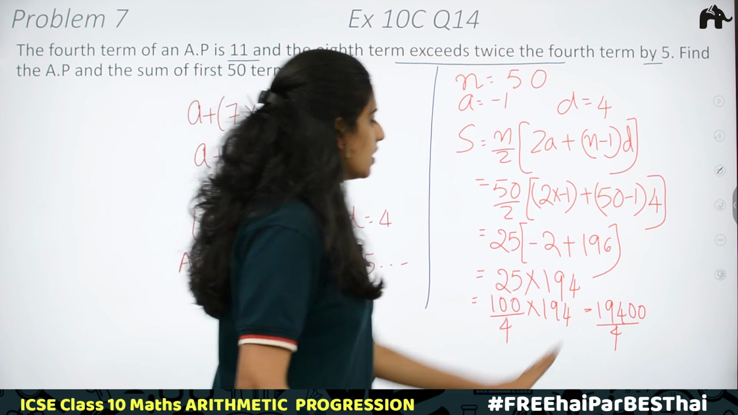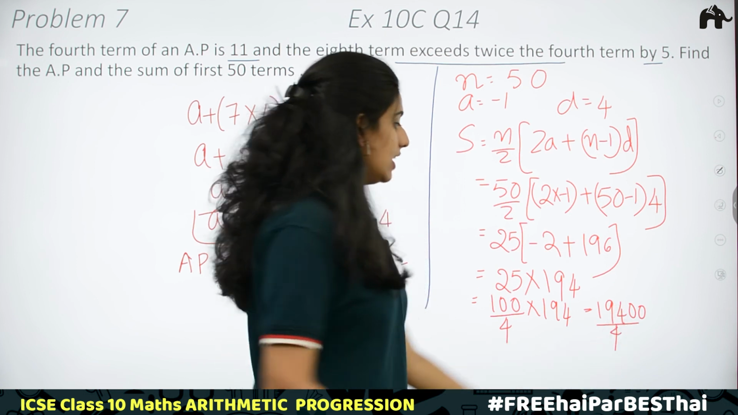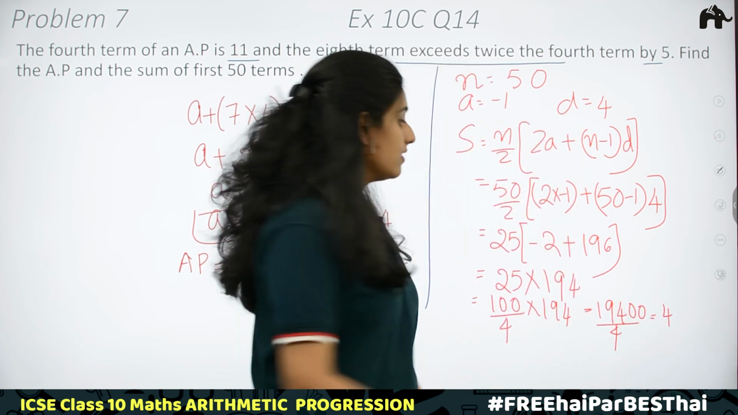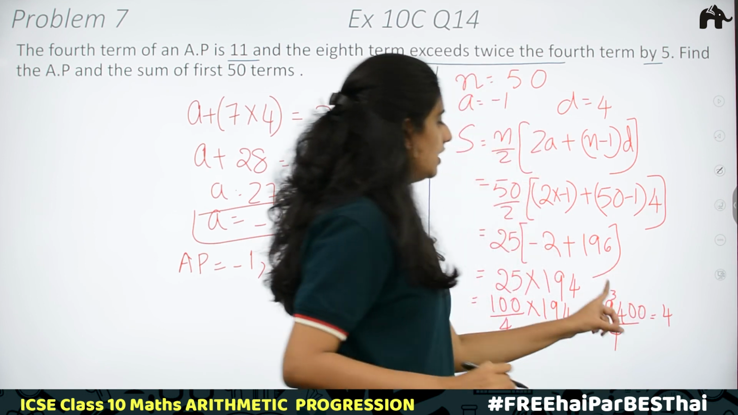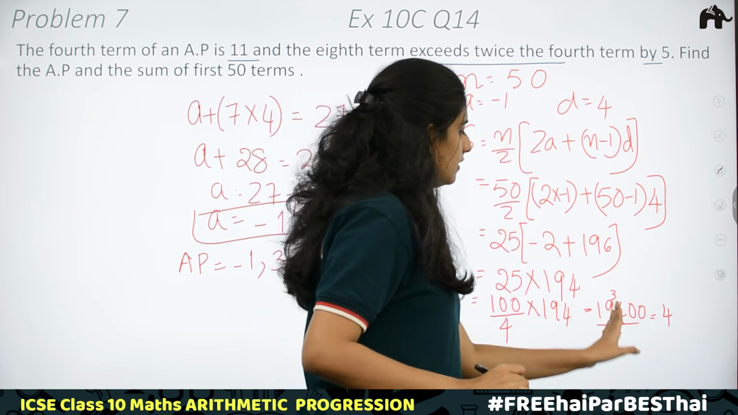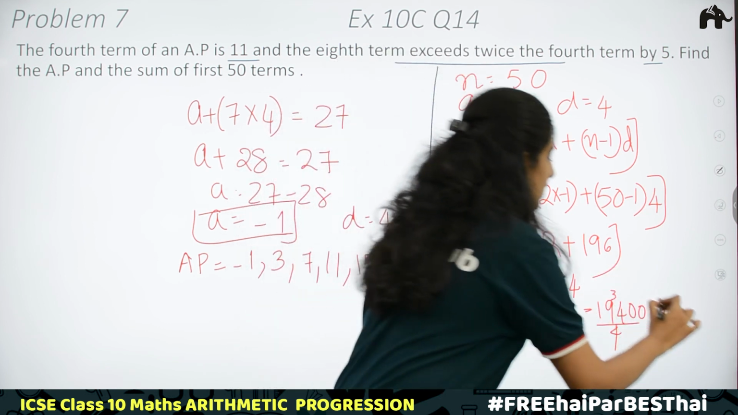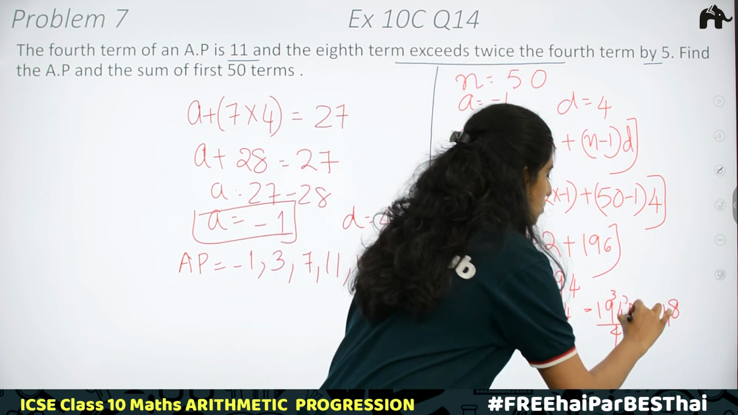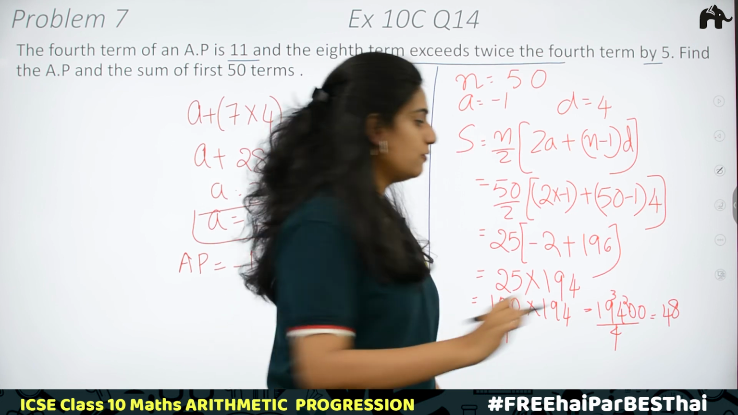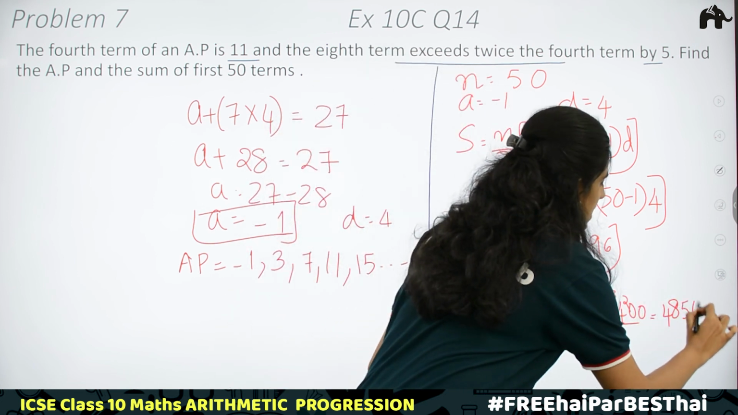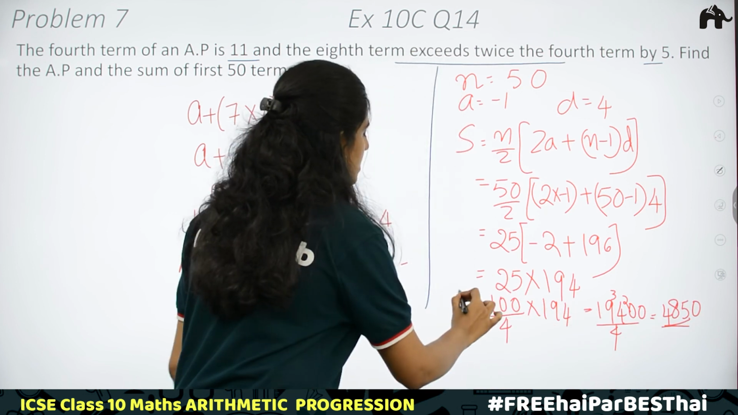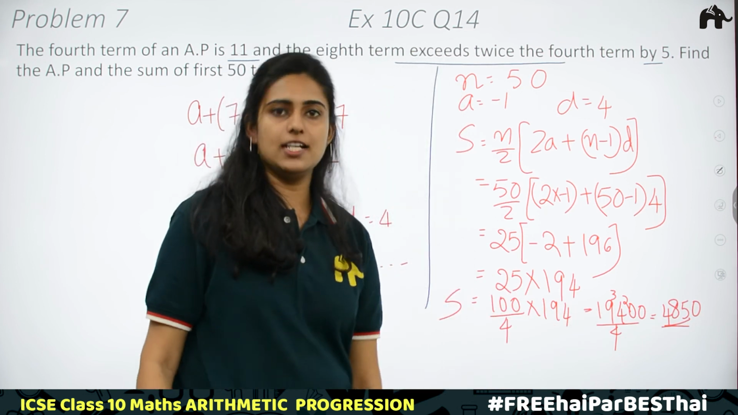What do we get? 19 by 4, we get 16, that is 4. Remaining, we have 3. 34. In 34 by 4, we get 32, which is 8 times. Then we have remaining 2. 20 by 4. 20 by 4 is 5. 0. 4850 is the sum of first 50 terms.